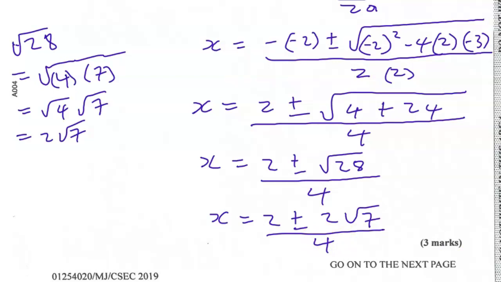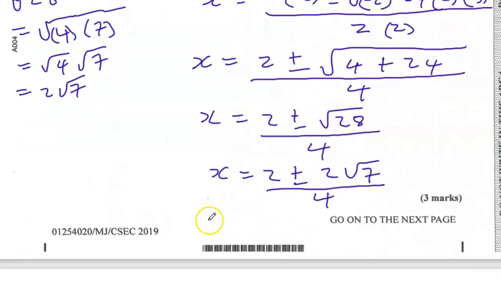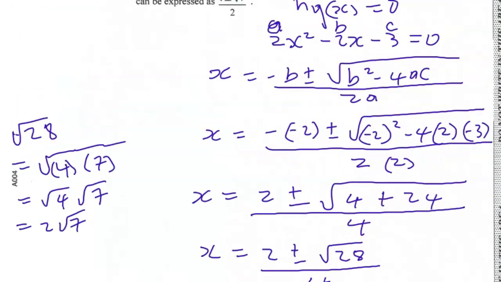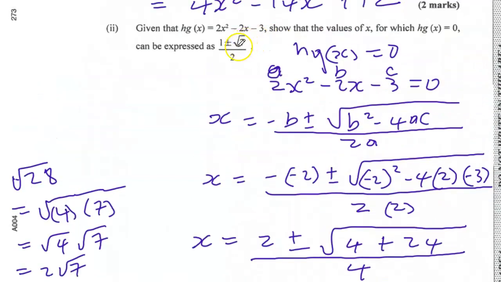Of course we can divide the numerator and denominator by 2. If we divide the numerator by 2, we have 1 plus or minus 1 root 7, which is just root 7. And we divide the denominator also by 2, and we end up with 2. So we arrive at what we were asked to show, that the roots of the equation are 1 plus or minus root 7 all over 2.